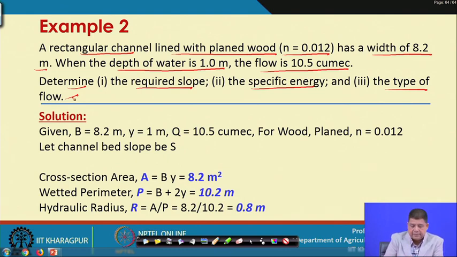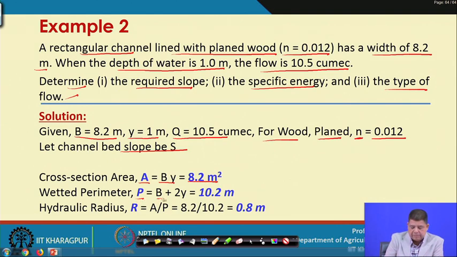So, data given are: rectangular channel of course, b is equal to 8.2 meters, y is given as 1 meter, that is depth of water, Q is given as 10.5 cumecs, and for planed wood the value of Manning's roughness coefficient n is given as 0.012. Let us say that the channel bed slope is S. So, the cross sectional area of the channel is b times y, and b is known, y is known. So, it is 8.2 square meters.